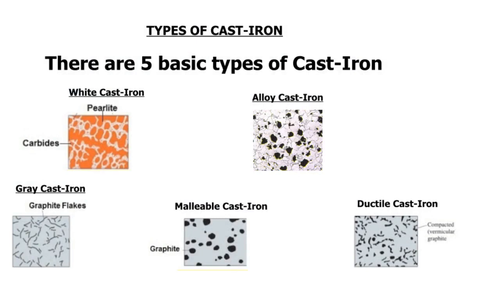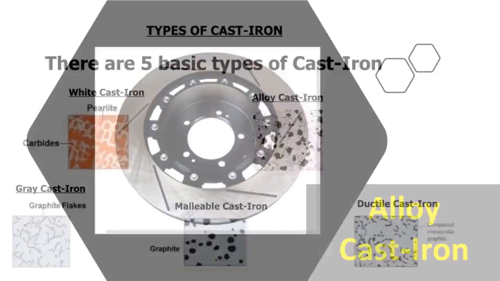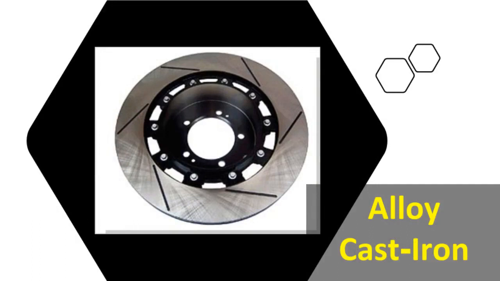Gray cast iron, white cast iron, malleable cast iron, ductile cast iron, alloy cast iron. Alloy cast iron. The properties of alloy cast iron are governed by the alloy mix, which can take on a large variety of combinations. Some of the most common alloying elements are nickel, chromium, molybdenum, copper, and manganese. The alloy content is usually up to 3%.